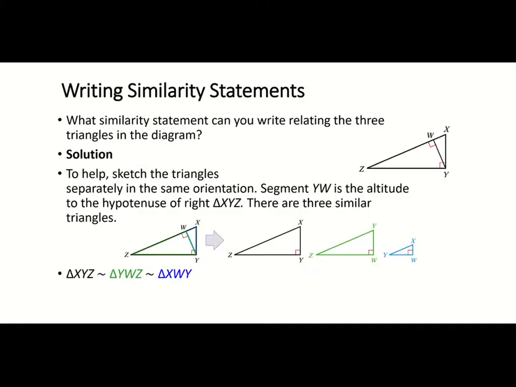When you're looking at the three triangles created, or the original triangle and the two smaller ones created, it is helpful in order to compare sides and measures to orient all of the triangles the same way when you draw them, and that will help you write your similarity statement. As you can see here, we started out with triangle XYZ, and then the two smaller ones are triangles YWZ and triangle XWY.